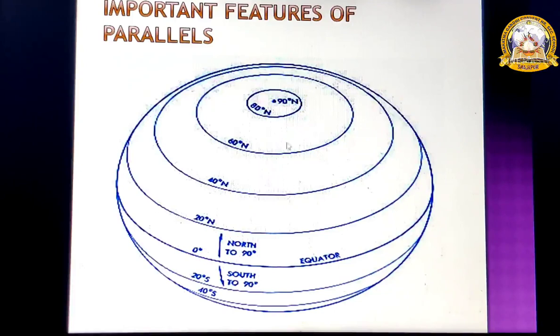Okay, so what is the feature of parallels? First, all the parallels are complete circles. Now the lengths of the parallels are different. All the parallels are located at an equal distance from each other, and parallels neither touch nor cross one another. ये एक दूसरे को टच और क्रॉस नहीं करते.